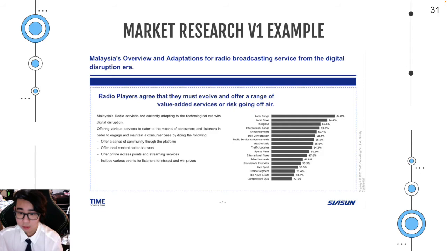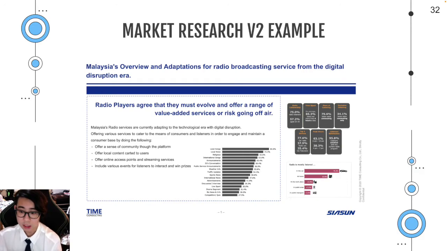This is the first version that I did on Malaysia's adaptations for radio broadcasting and digital disruption. Apparently, we talked to the team, and the team said it wasn't enough. They wanted more information. So I gathered more graphs, and this is the second version, which is the final version that is used in the client's report.